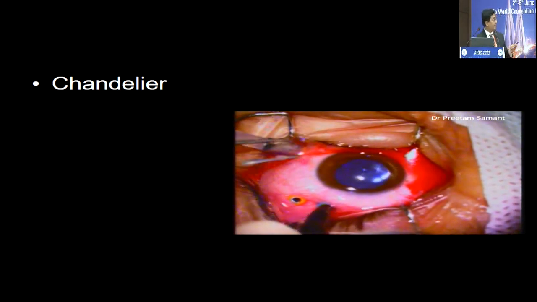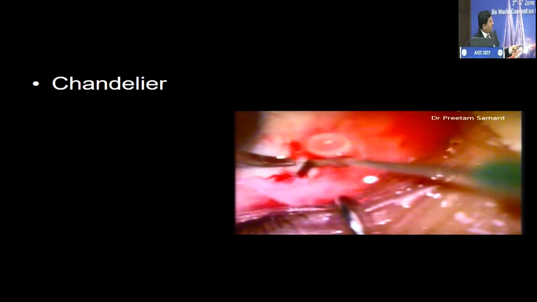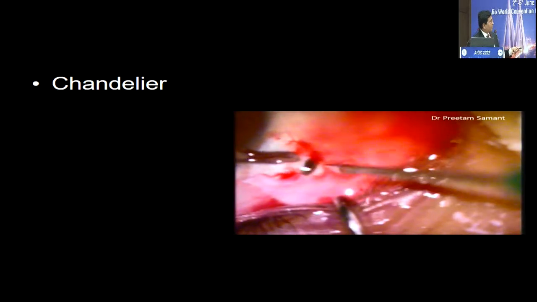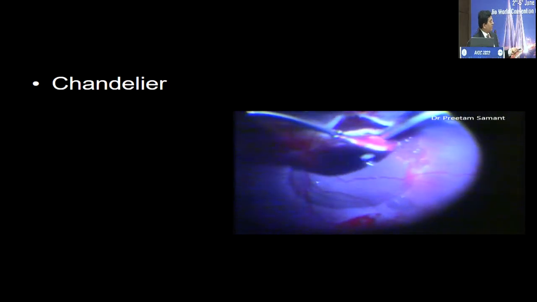This is my last slide. So instead I put a chandelier, you saw me putting the chandelier, and I'm using bimanual, a forceps and a scissor to detach this IOFB from the retina over here, get the intraocular foreign body out. And you can see the foreign body being removed. This is a bubble of PFCL I've put on the posterior pole to keep it safe.